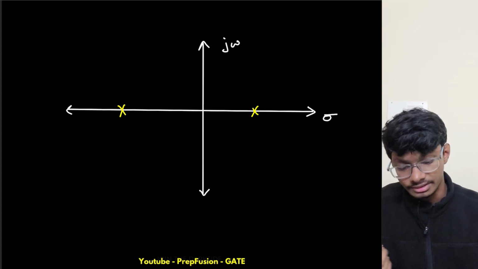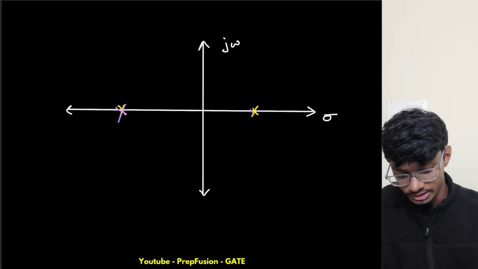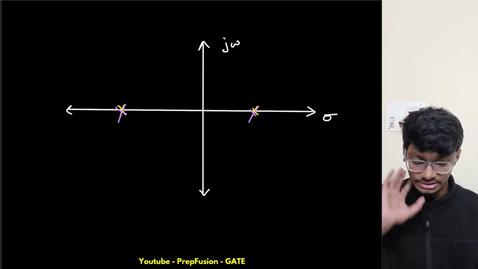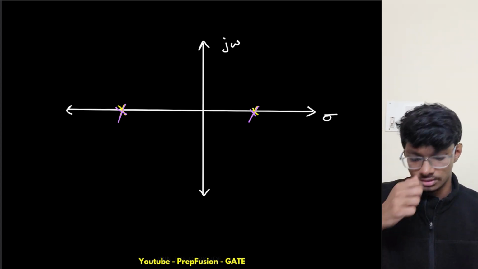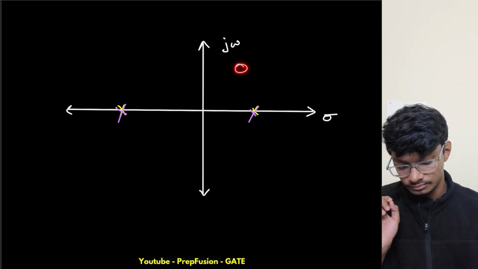Again, they are repeated, right? So I have two pairs of repeated poles. So this satisfies my repeated condition, this satisfies my symmetry condition. Still I have two poles left to satisfy my symmetry condition. Where can they lie? Can they lie around here?